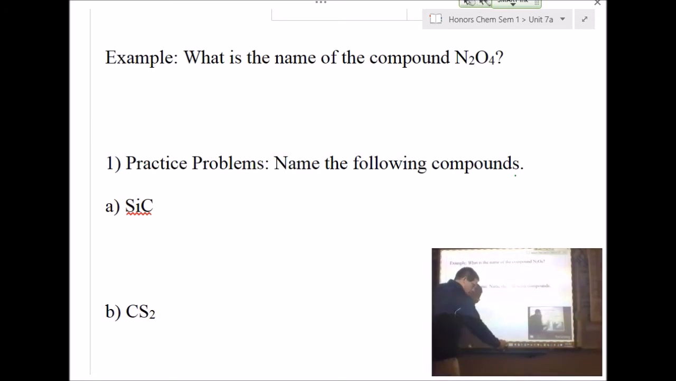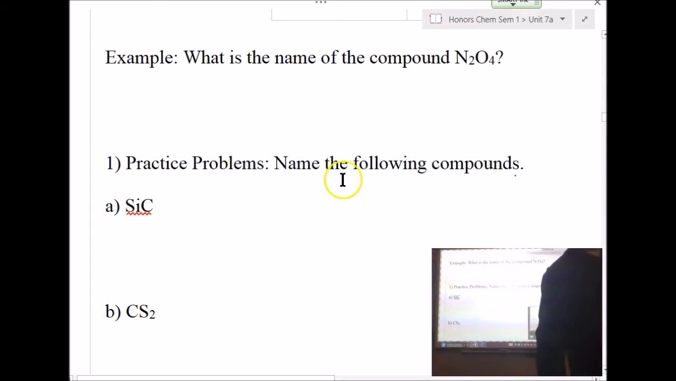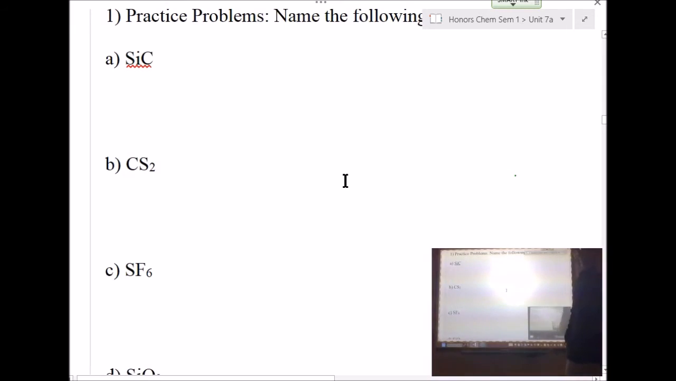What is SiC? Silicon, good. Again, no mono on the first one. So silicon monocarbide. Again, mono's only going to be on the second one for whatever reason. I hyphenate all of those. So if you want to put on monocarbide, that's fine.